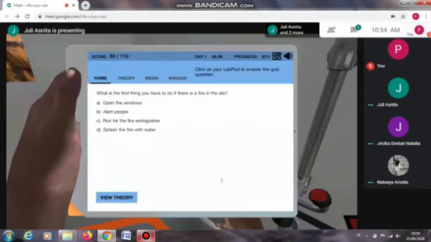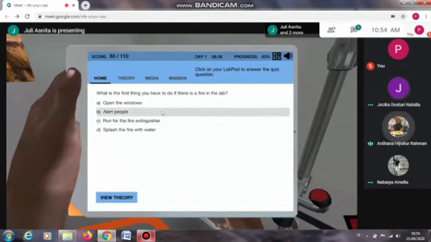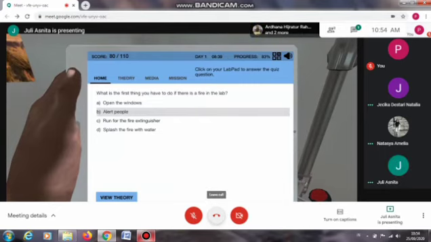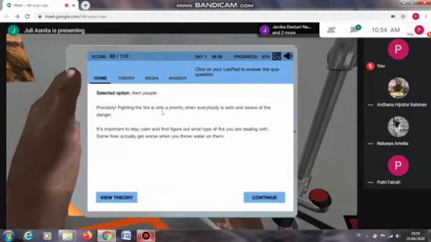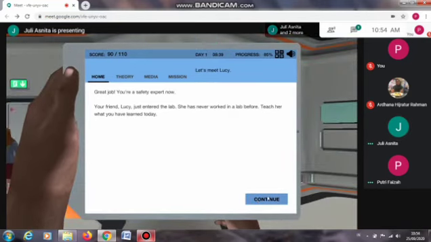What is the first thing you have to do if there is a fire in the lab? Run, lari. Nggak, kita peringatin aja orang-orang. Oh, ada api. Out the people. Iya kan? Jadi B. Precisely. Fighting the fire is only a priority when everybody is safe and aware of the danger. Great job. You're a safety expert now.